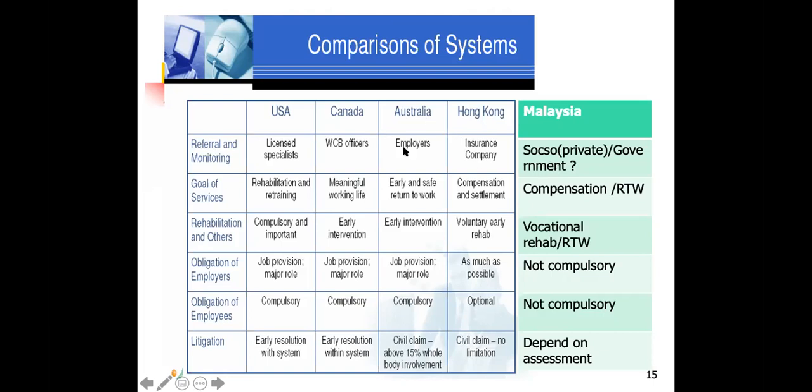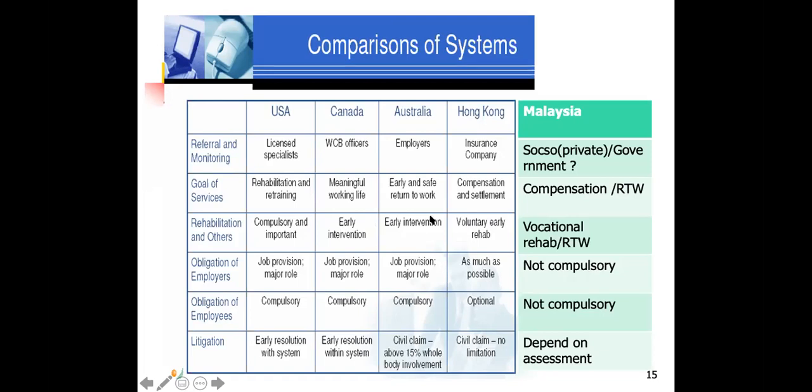Kalau macam Australia ni, kalau mereka yang cedera, dia cuti lebih 4 hari off work due to dia punya injuries, employers are compulsory to refer. Lain negara, lain sistem. Macam Australia, early and safe return to work. Malaysia lebih kepada compensation and also ada return to work tapi not compulsory. Dia boleh dapat compensation.